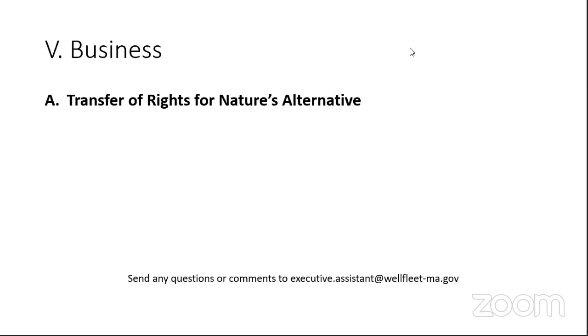So now we move on to the annual town meeting and town election. First is to request to postpone annual town meeting until a later date. Any discussion?